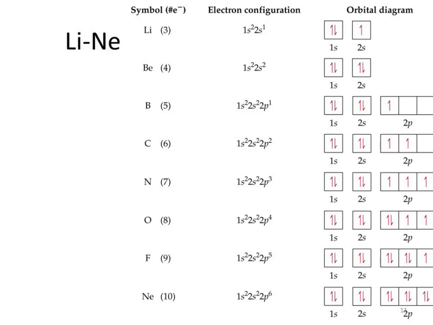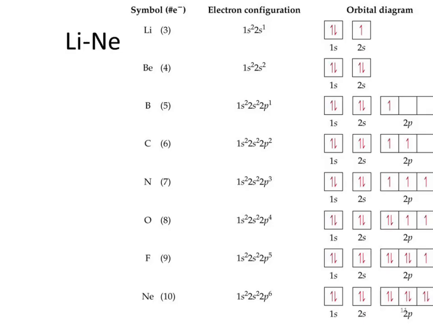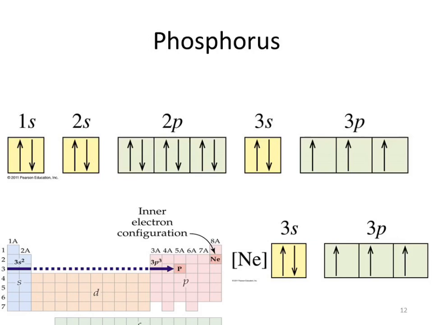Okay, so here's a few back to period 2. So there's lithium through neon. Okay, and then if you notice though, when we started doing some of those other configurations, they got really long. Like scandium over here, that got incredibly long. Okay, so what happens when we get really long configurations? Well, let's look at phosphorus here.